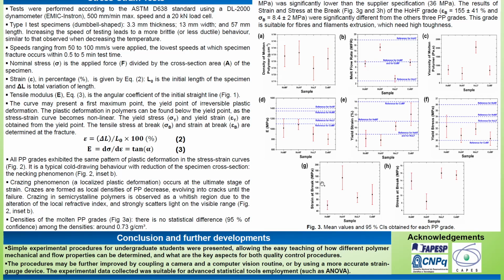high-flow homopolymer. In conclusion, simple experimental procedures at the undergraduate level were presented, allowing for a more in-depth teaching of how different mechanical and flow properties of polymers can be determined. The data collected was also suitable for the teaching of advanced statistical toolkits such as ANOVA.